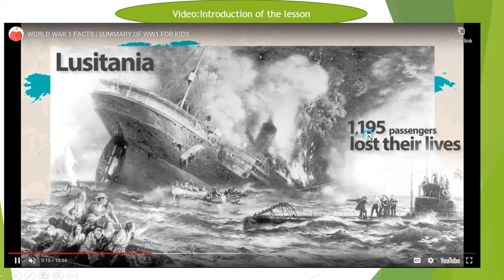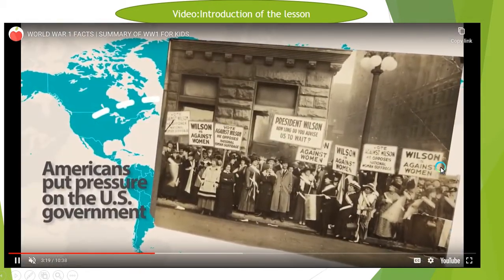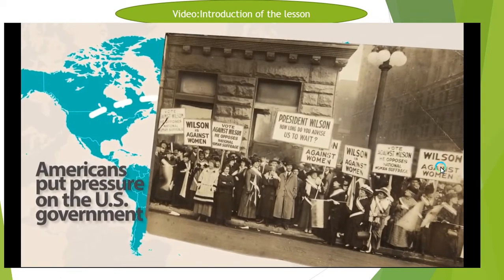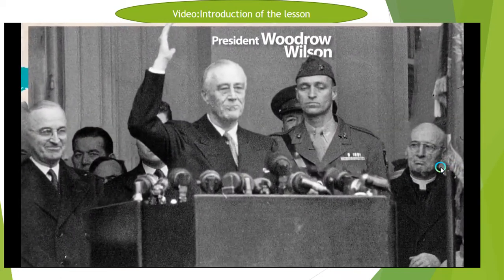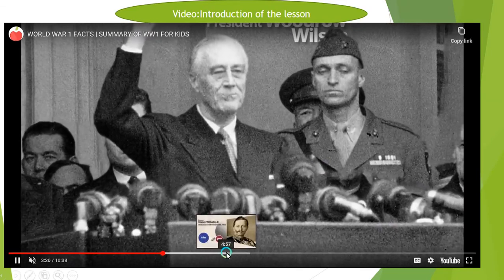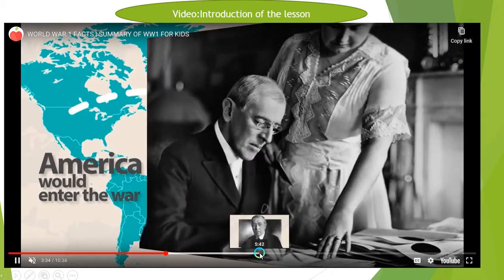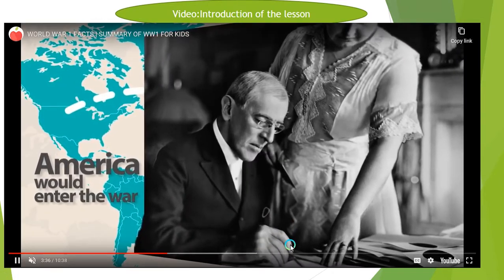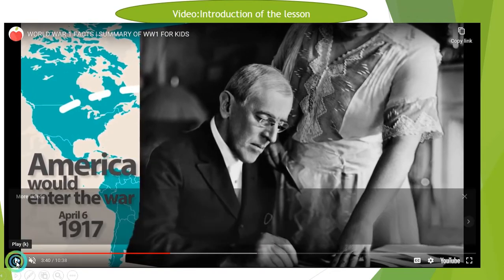More than 1,100 passengers lost their lives. Why? Because the most important thing was the ship that transported people from one place to another. The Americans and many others will enter, but at the end of this war, many things are going to happen. The German Empire lost, and many things happened. So we can complete this video later.